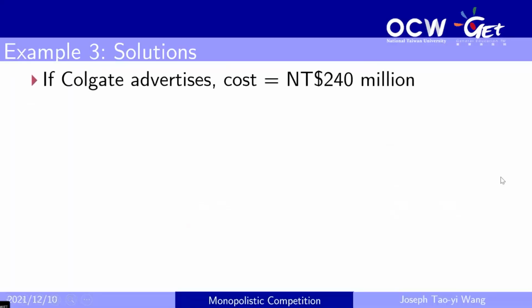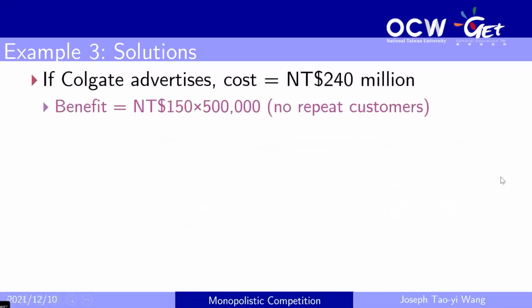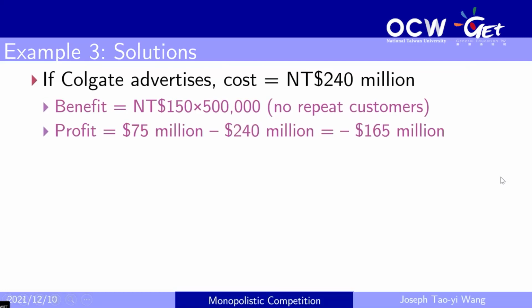If Colgate advertises, it's burning 240 million NT dollars, so that's costly. The question is, what would the benefits be? It would attract 500,000 new customers to try out this new Colgate toothpaste. So the benefit is $150 times 500,000, which gives you 75 million, but you're paying 240 million in advertisement. So you're making a loss of 165 million NT dollars. It's not worth it. So Colgate should not advertise.